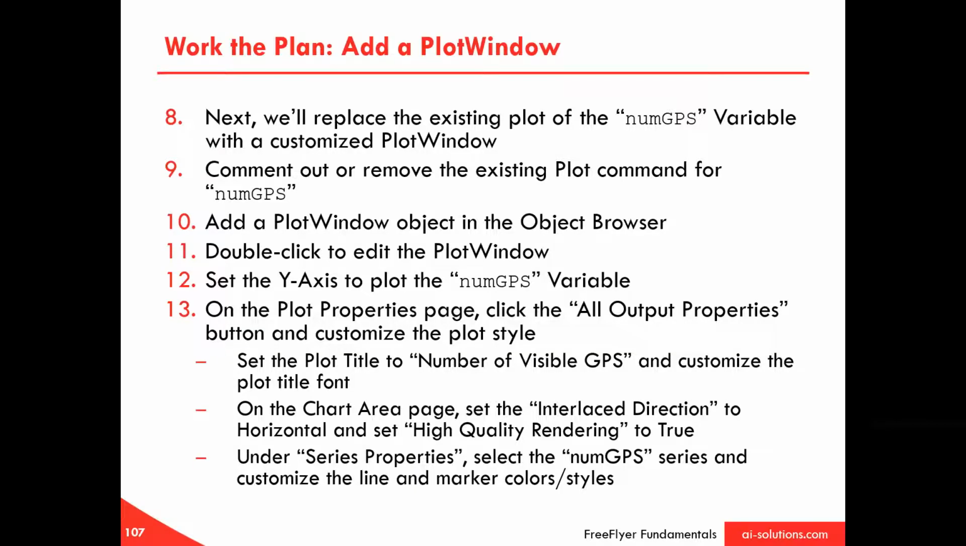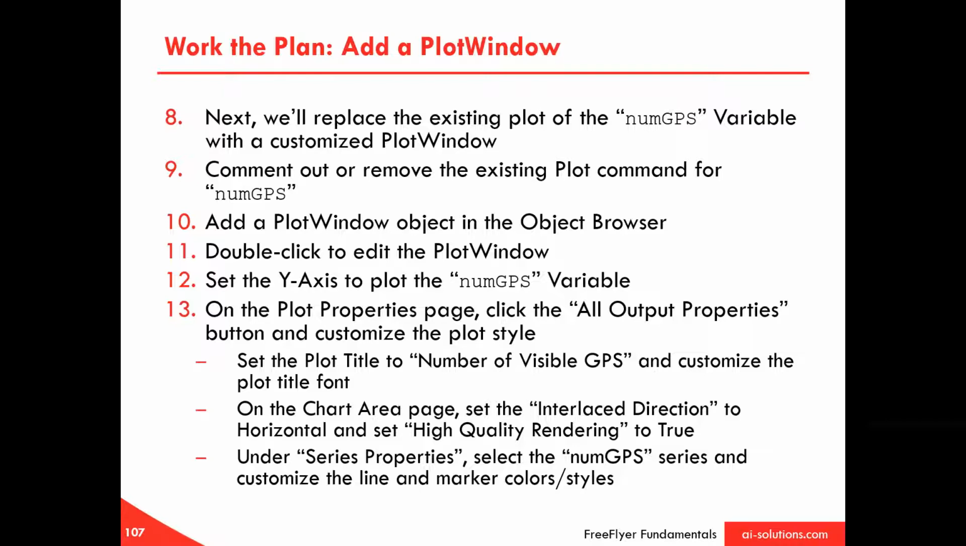Next, we're going to take out the plot command where we were plotting the num.gps variable, and instead we'll replace it with a customized plot window. Go ahead and comment out or remove the plot command where we're plotting num.gps, and then add a plot window object in the object browser. Edit the plot window, and on the y-axis, configure it to plot the num.gps variable. Then on the plot properties page, click the All Output Properties button and customize the plot style.